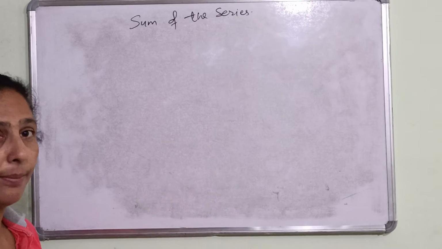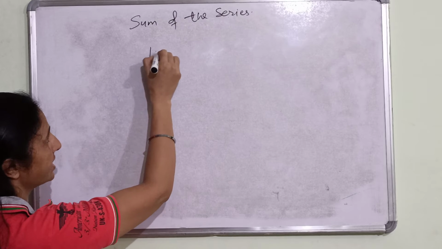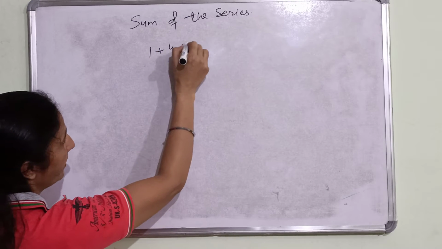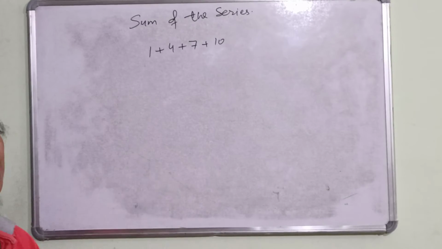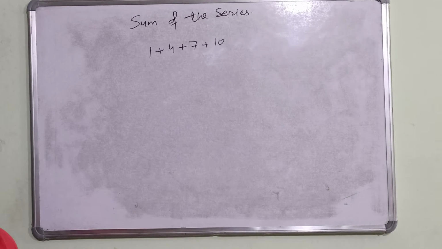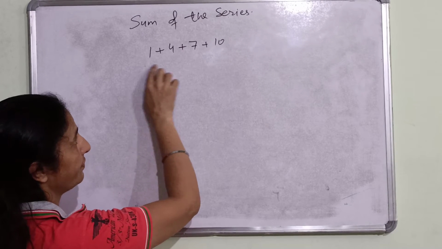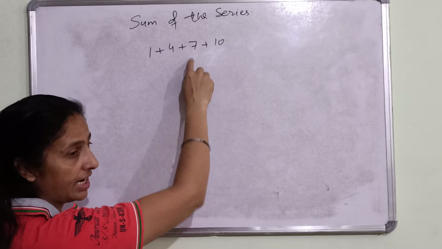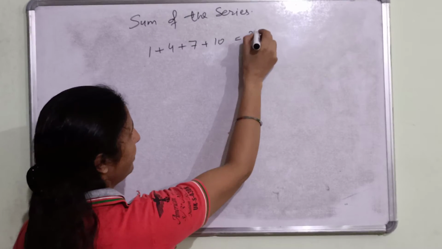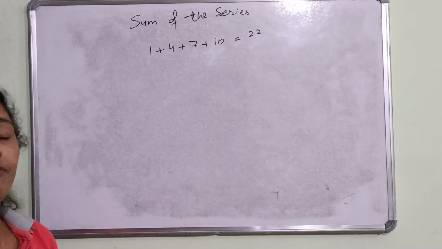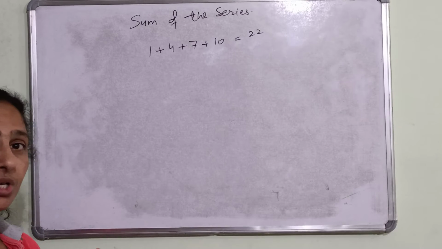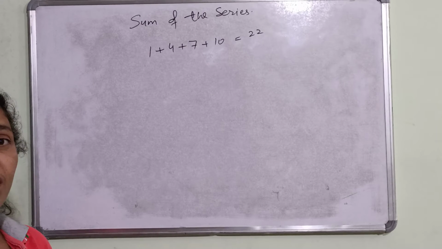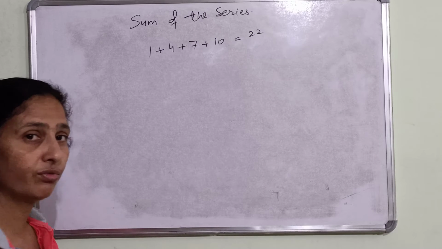So for example, suppose I have a series 1 plus 4 plus 7 plus 10. We can easily find the sum, right? So what is the sum? We can check, 1 plus 4 is 5, 5 plus 7 is 12, 12 plus 10 is 22. Easily we can add the numbers. But if the number of terms is large, or some of the terms are hidden, then how can we find the sum?